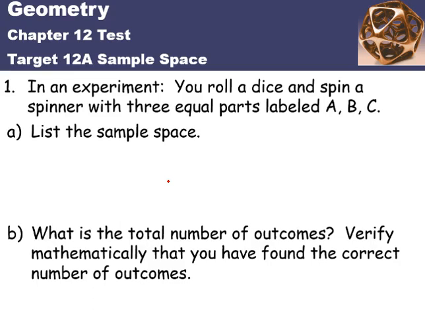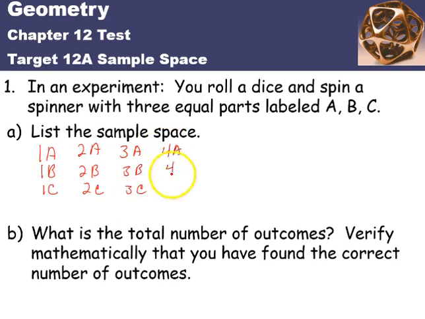The spinner has the parts A, B, and C. So I could roll a 1 and get an A. I could roll a 1 and get a B. I could roll a 1 and get a C. Okay, then I could do 2 with an A, 2 with a B, 2 with a C, and you continue on. So 3A, 3B, 3C, 4A, 4B, 4C, 5A, 5B, 5C, and 6A, 6B, and 6C.